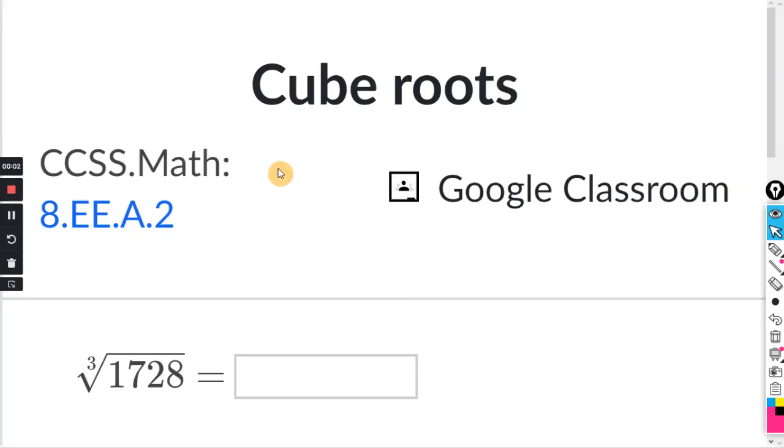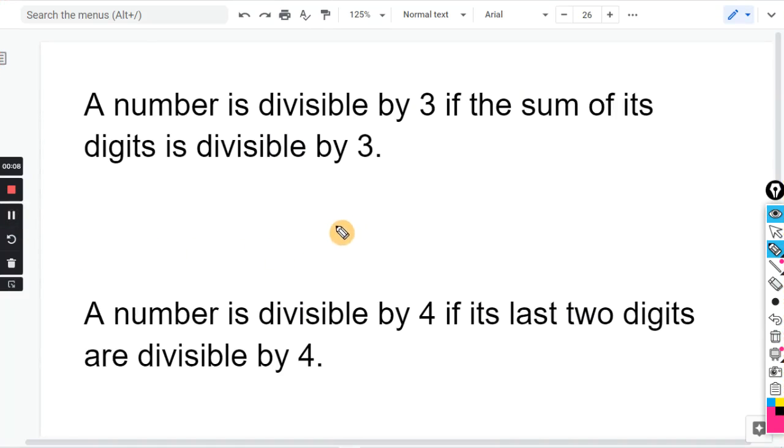This will be for the exercise on cube roots. So just some divisibility rules before we begin. A number is divisible by 3 if the sum of its digits is divisible by 3.